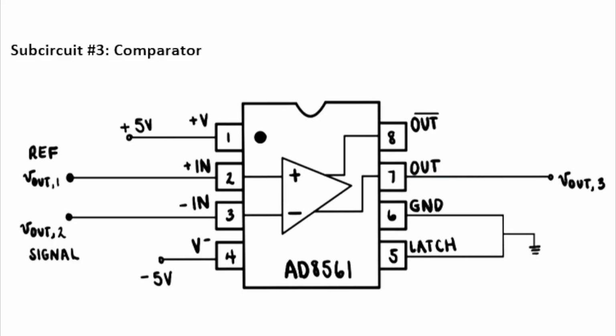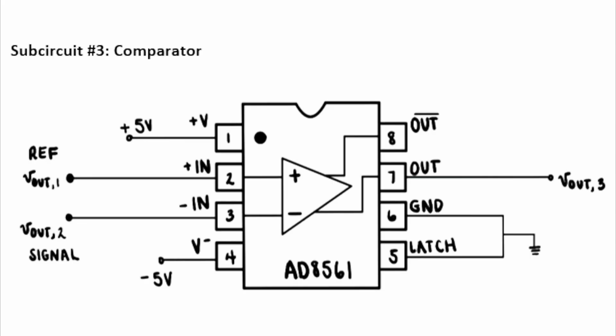It is important to note that unlike comparators with open collector outputs, the AD8561 was selected for this project because it has a push-pull output stage, which simplifies the connection to the TC4420 gate driver by removing the need for an external pull-up resistor.